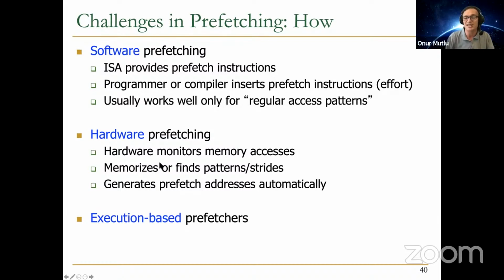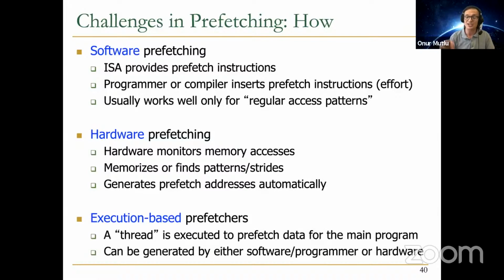Hardware prefetching, hardware monitors the memory accesses, as I showed you earlier. It either memorizes some of the access patterns or finds patterns or strides, and it generates prefetch addresses automatically based on what it has seen in the past. And clearly, this has been extremely successful. There are many reports that show that hardware prefetching improves performance significantly on many workloads. And I think Apple M1 is also a good example where hardware prefetching has improved performance significantly. And you can take a look online for that.